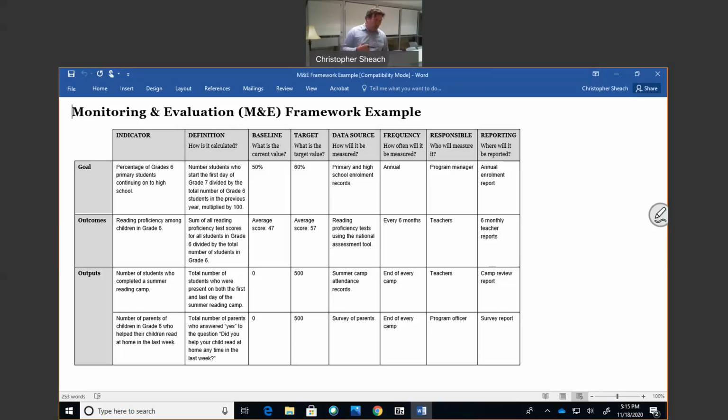So your indicators, you will remember you put in your log frame. This again is emphasizing the goal, the outcomes, and the outputs, and you may have named them and then added an indicator in your log frame. We sometimes already have the definition in the log frame, but not always. And the key here is the definition. A lot of people get confused between the indicator description and the definition. Indicator, here we can see the first one, percentage of grade 6 primary students continuing on to high school.